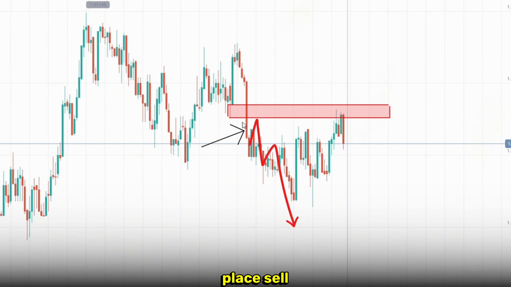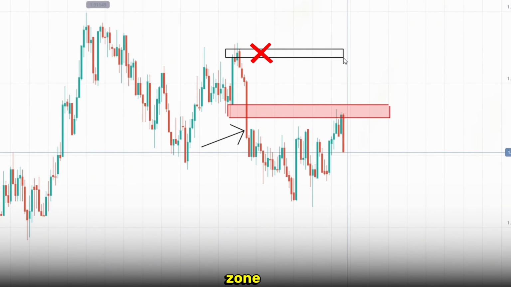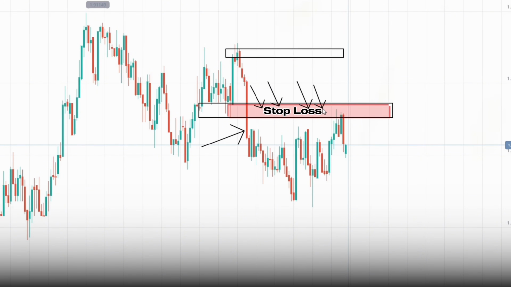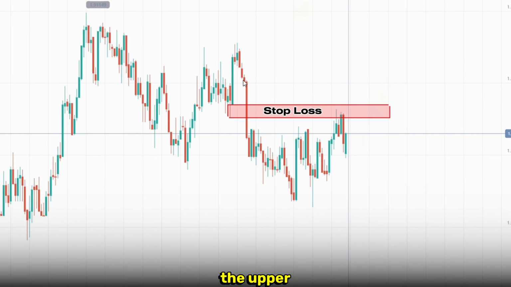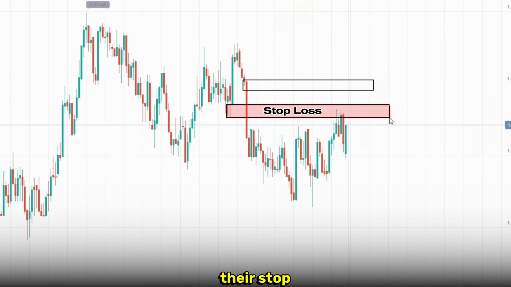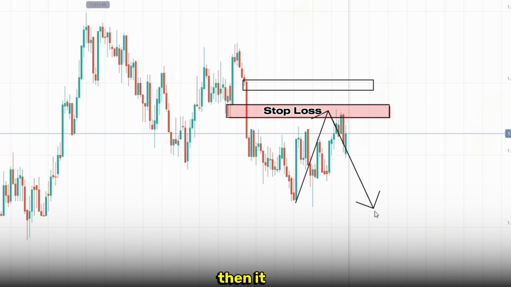They will likely place sell orders after this candle because it is a breakout candle and a strong confirmation. So they will most likely place sell orders here, and if they are placing their sell order here, they are not going to use this zone for their stop loss. They will most likely use the nearest resistance, which is here. So they will most likely place their stop loss inside this zone. I'm talking about the majority. Some of the traders might use the upper wick of the candle, but the majority of traders will place their stop loss here, and if their stop losses are here, the price will most likely reverse, hit their stop loss, and then reverse again.